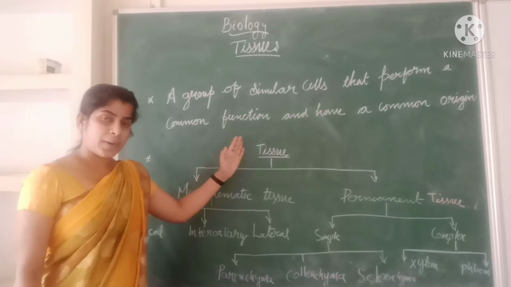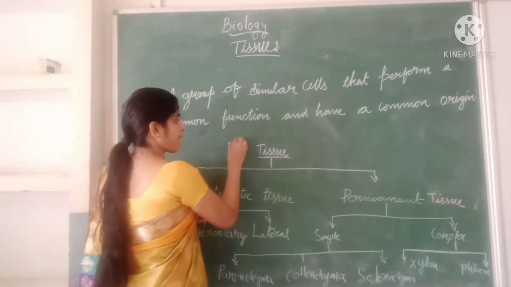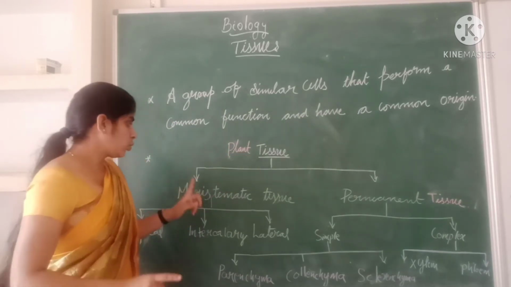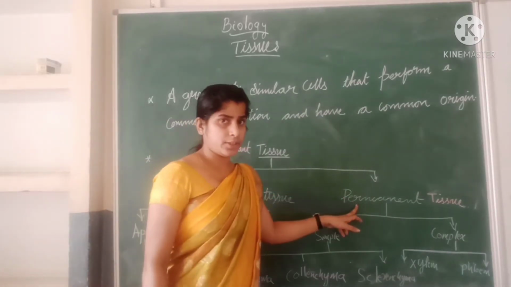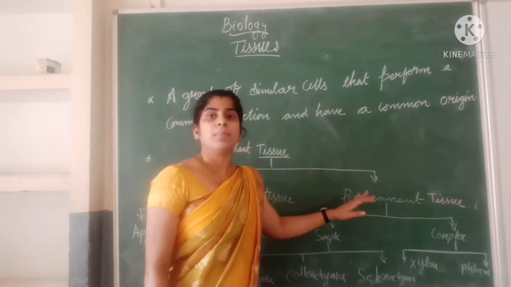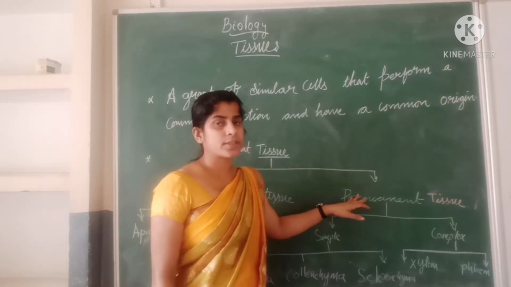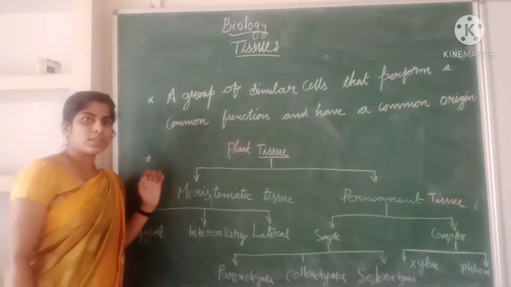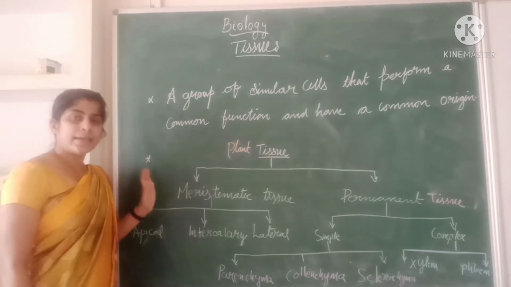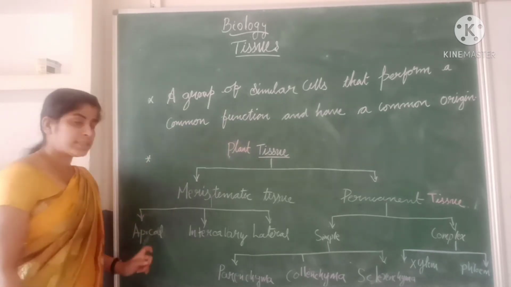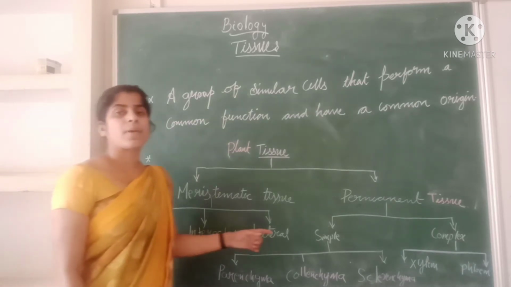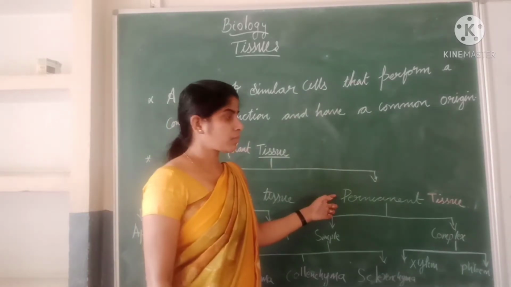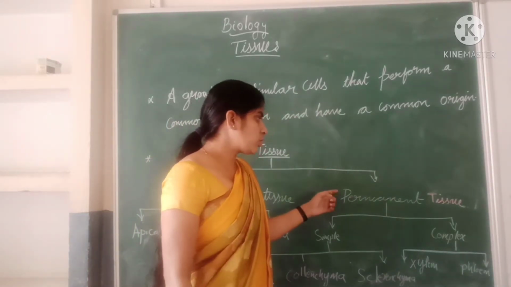So plant tissue is divided into two: meristematic tissue and permanent tissue. Permanent tissue means what? Mature cells incapable of division. And meristematic tissue is again divided into three: apical meristem, intercalary meristem and lateral meristem. And next is permanent tissue.